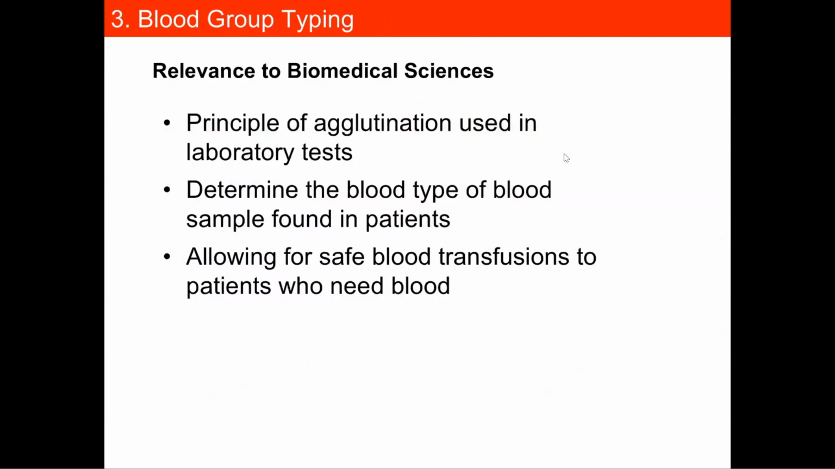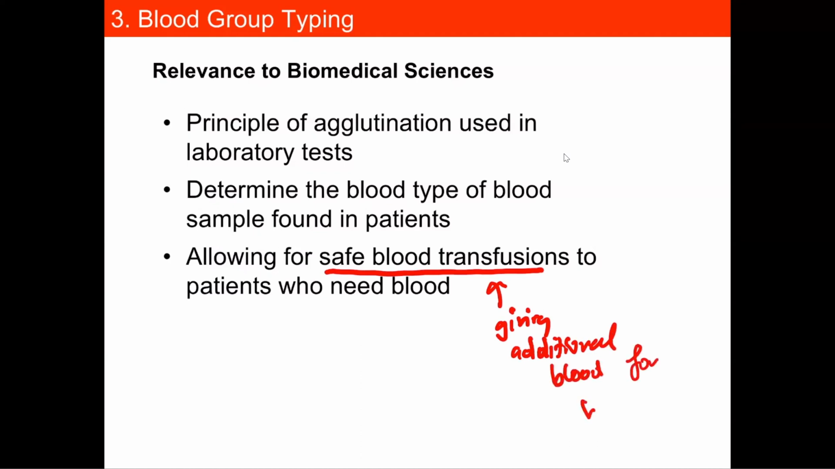Now, how is blood group typing relevant for biomedical sciences? Remember that your blood is a very essential part of your body, and sometimes when you get injured you lose a lot of blood. So when we know what blood type a patient who has lost a lot of blood needs, we can then safely transfuse blood. Basically, we can give additional blood to patients who need it, for blood loss patients.